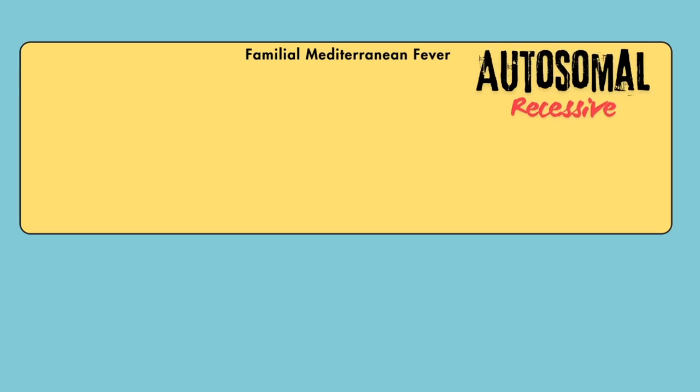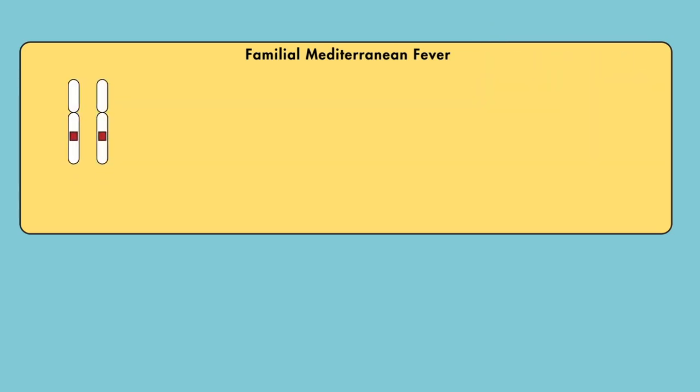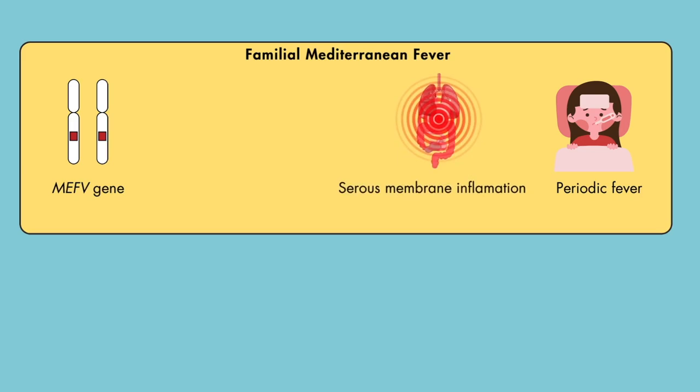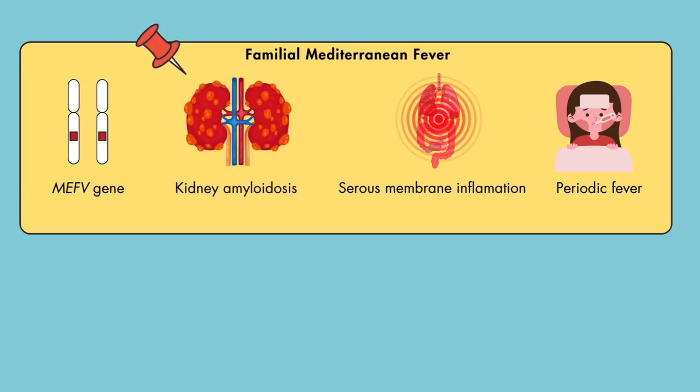Let's look at an example of pleiotropy in familial Mediterranean fever and how modifier genes come into play. Familial Mediterranean fever is an autosomal recessive disorder caused by a mutation in the MEFV gene. It leads to periodic fevers and episodes of painful inflammation of the serous membrane, such as the lining around the lungs and abdomen. A major complication of familial Mediterranean fever is renal amyloidosis, where abnormal proteins build up in the kidneys, potentially causing kidney failure.